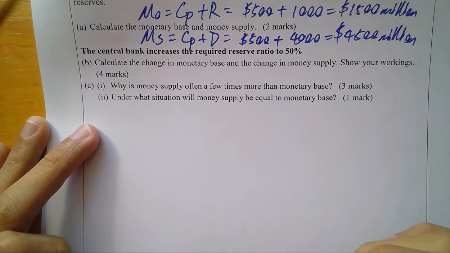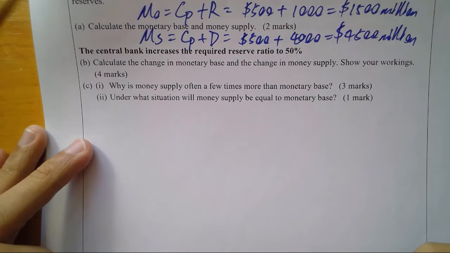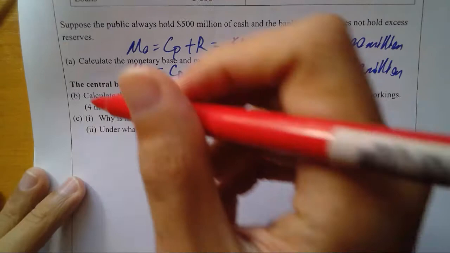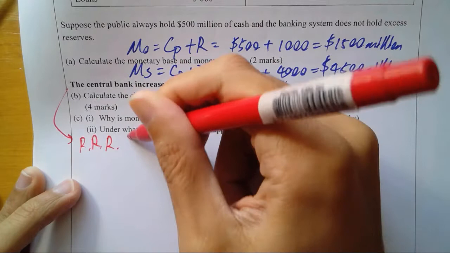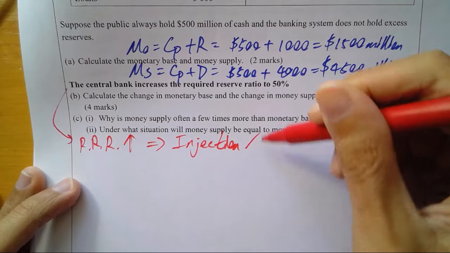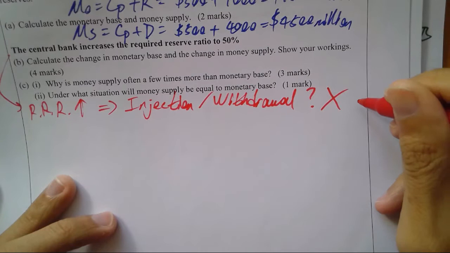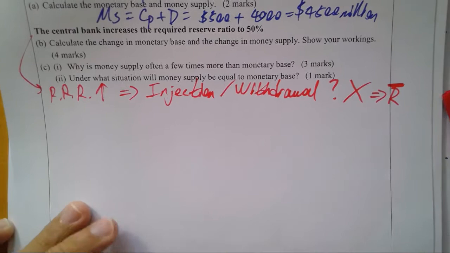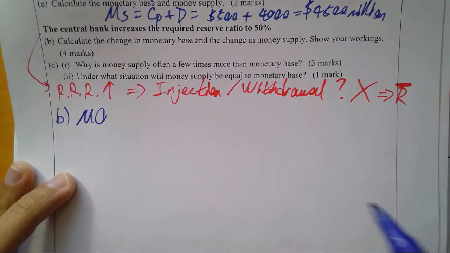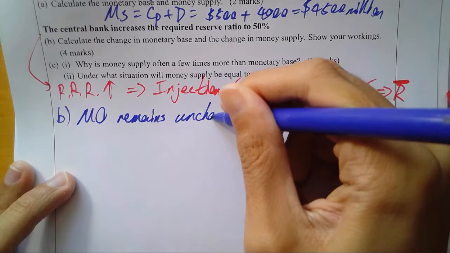This doesn't waste time, it should not be particularly difficult. Now, suppose the central bank increases the required reserve ratio to 50%. Okay, this time it goes up to 50%. Now, first of all, before you look at the question, remember, increasing required reserve ratio, is there any injection or withdrawal of money? No. Therefore, reserve remains unchanged. So, part B, M0 remains unchanged.